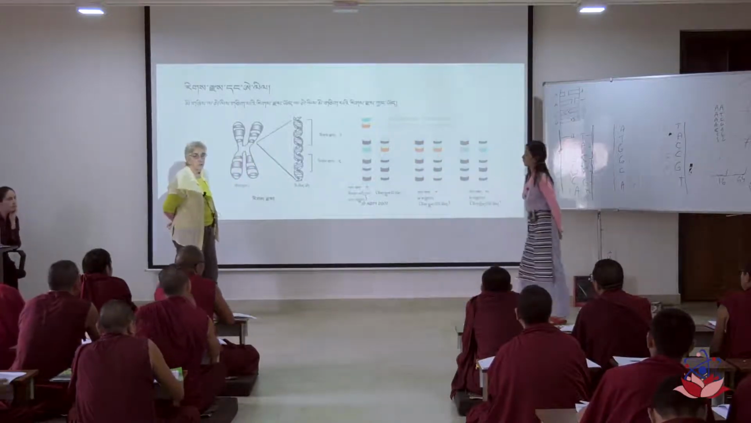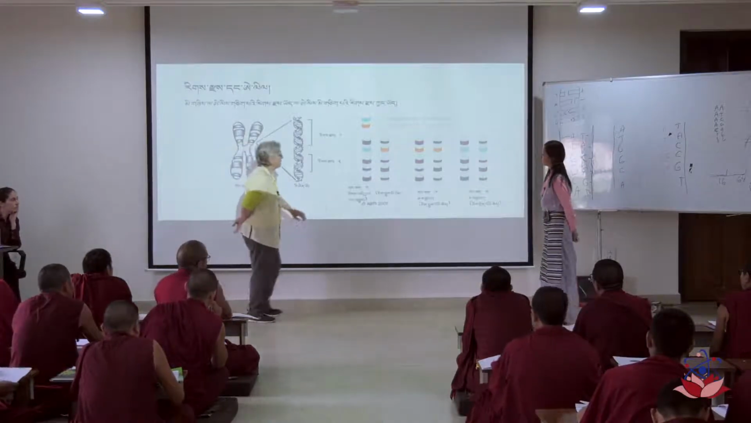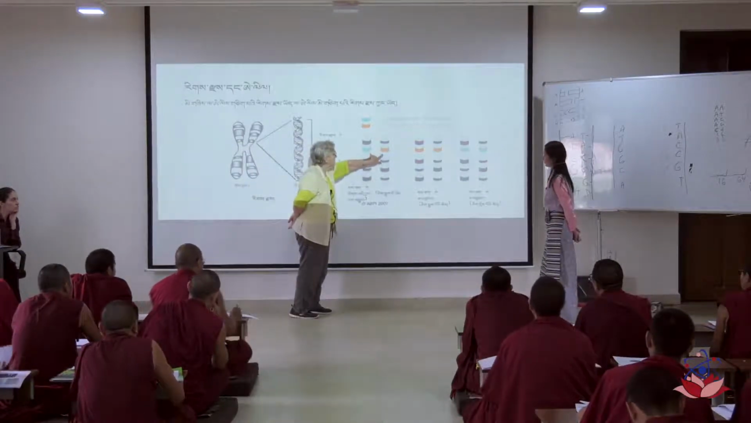And you may recall we mentioned the word dominant, where some alleles are dominant over others, so this person will look brown eyed.